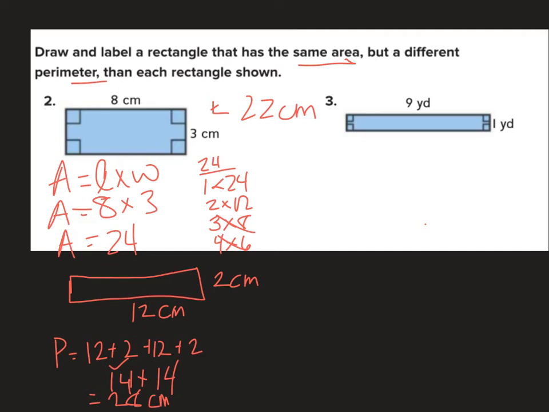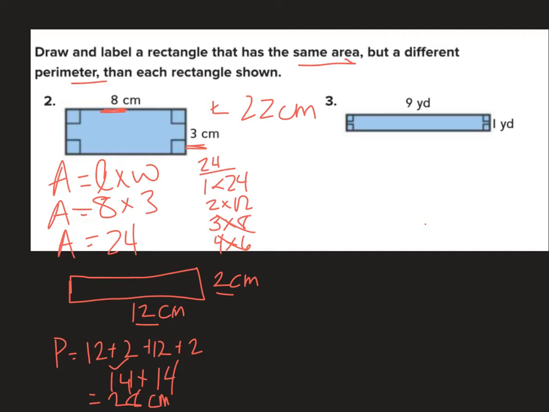So here's what I'd hope you noticed. The farther apart the numbers get, like 12 and 2 are pretty far apart, the larger the perimeter than the rectangle up here that has an 8 and 3. 8 and 3 are a little closer together than 12 and 2, and the perimeter is less. So the closer together your length and width, the smaller the perimeter gets. Isn't that kind of interesting?